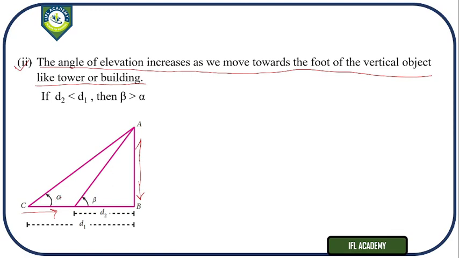Firstly it was alpha, then it has become beta. So alpha will be less than beta, or beta will be greater than alpha. Very important point. Remember this point. It will be helpful in solving the questions. So whenever you move towards the foot of the tower or building, the angle of elevation gets increased.